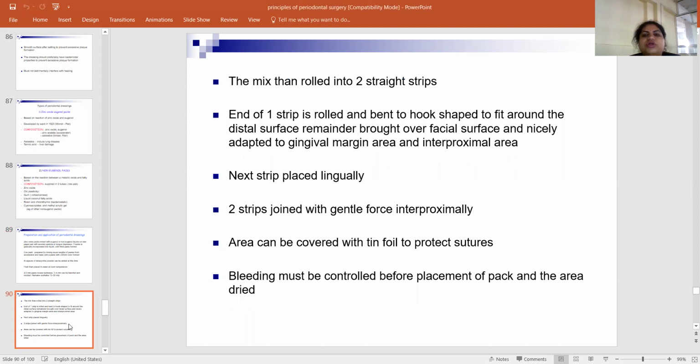The mix is then rolled into two straight strips. The end of one strip is rolled back into a hook shape to fit around the distal surface of the remainder of the tooth, and brought over the facial surface and nicely adapted to the gingival margin area and interproximal area. The next strip is placed lingually, and when the two strips are joined forcefully interproximally, the area is covered with tin foil to protect sutures. Bleeding must be controlled before placement of the pack, and the area should be dried.